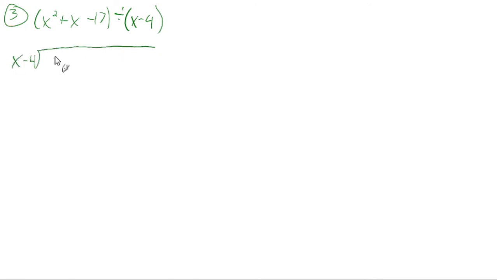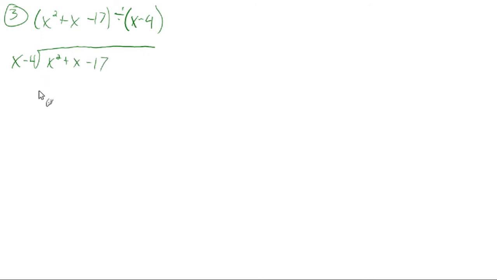Let's begin with number 3. We just want to do some long division. This polynomial divided by this one. So we're going to divide x minus 4 into x squared plus x minus 17.